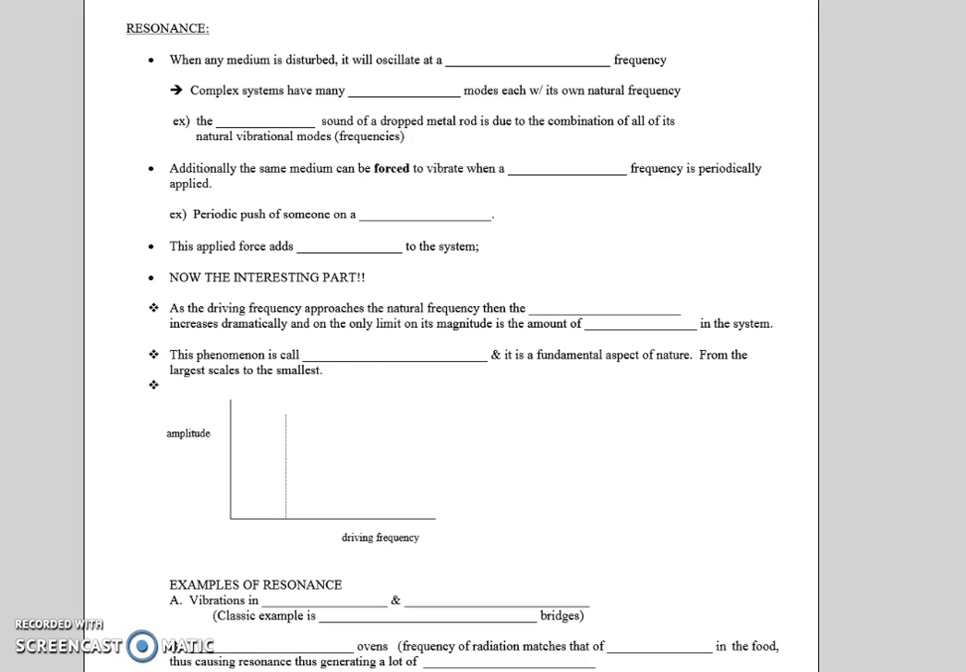We talked a little bit about this in class. So when any medium is disturbed, it will oscillate at a natural frequency. So that natural frequency is very, very important. All objects vibrate with certain frequencies based on their structure, their length, and other factors. Okay, so we label the natural frequency. Complex systems like buildings have many vibrational modes. So it's not like an object has just one natural frequency. It usually has multiples of them.